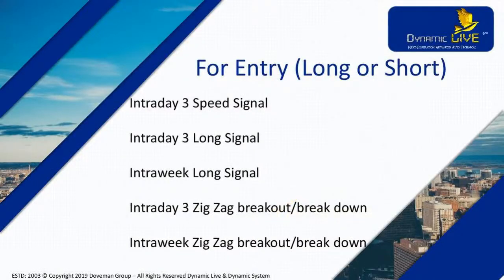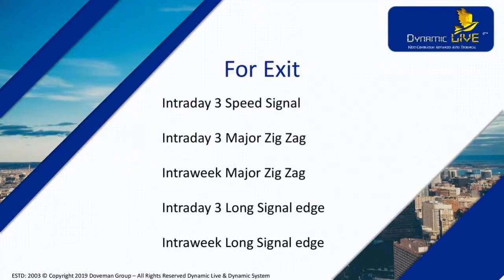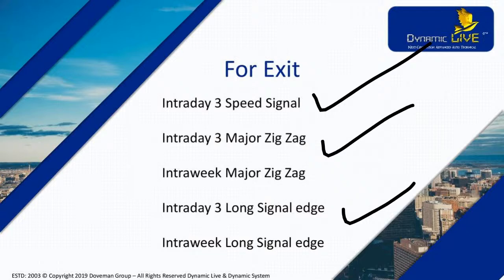Now, these are all the multiple signals. For you to get an entry, there is the intraday 3-speed signal, the long signal, the zigzag breakouts and breakdowns. Multiple signals are at work. Similarly, when it is time for you to get an exit, there is the intraday 3-speed signal, the major zigzag, the long signal, edge points, and so on.